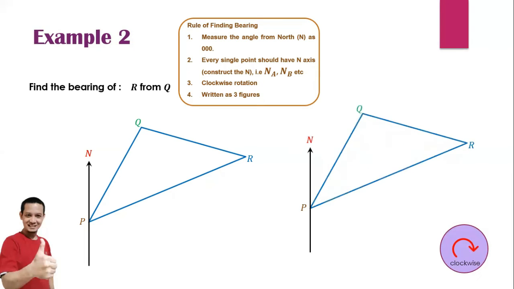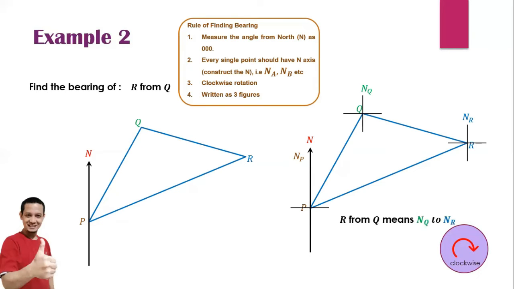Okay, look at the diagram. We just copied the diagram. Students, every single point should have an axis. This is the XY axis, every single point. Point P is 1, point Q is 1, and point R. So automatically, point P lies on NP, point Q lies on NQ, and point R lies on NR or north R. Is it clear? Every single point should have an axis.